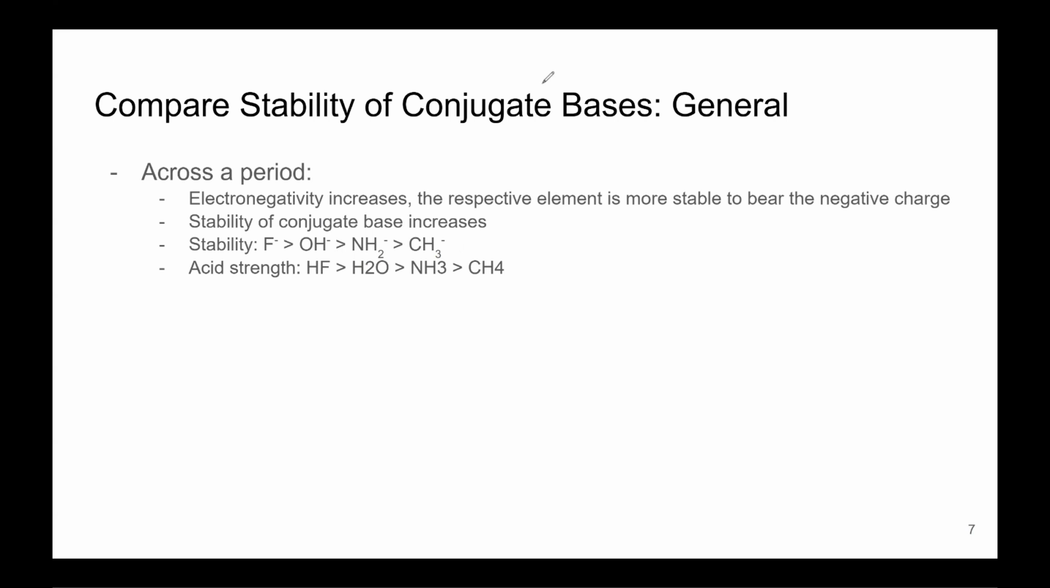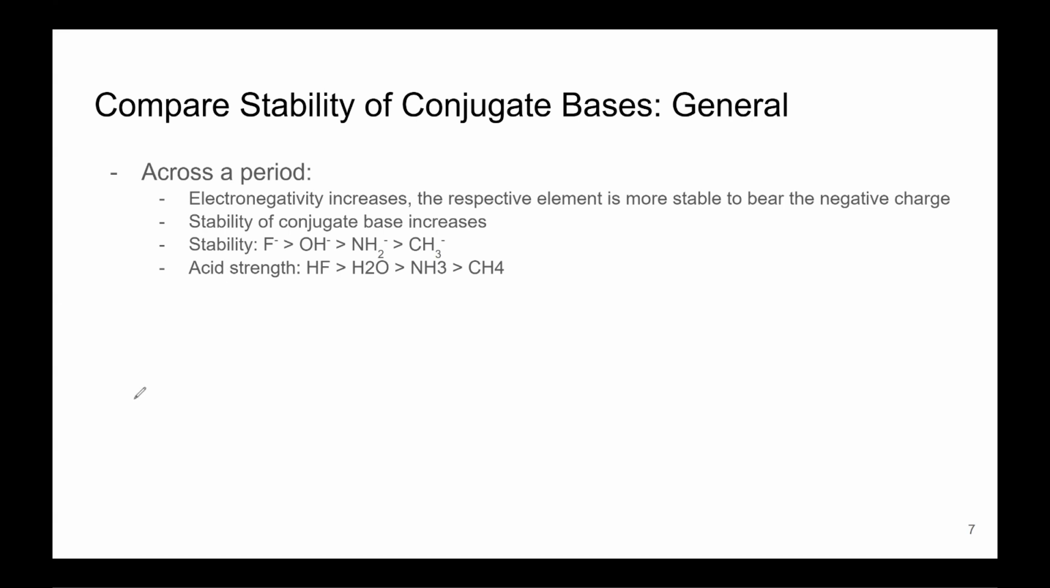the position of the equilibrium actually lies more towards the right, and that means the conjugate base is formed more favorably compared to when the thing stays undissociated as an acid. And so because of this, when the stability of the conjugate base increases, the degree of dissociation of the acid actually increases, and that's why the acid strength will increase across a period.